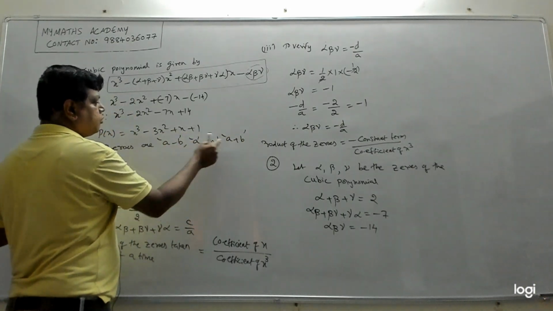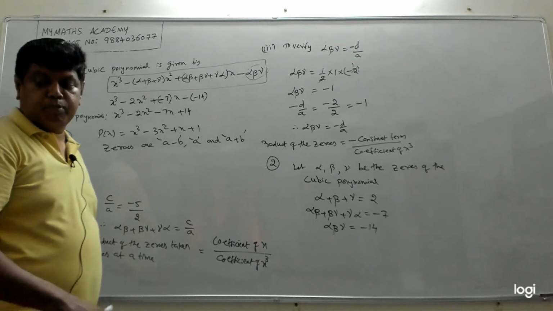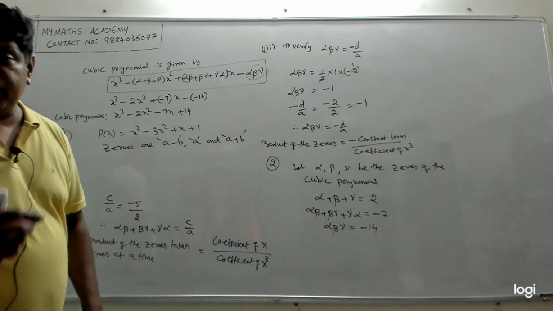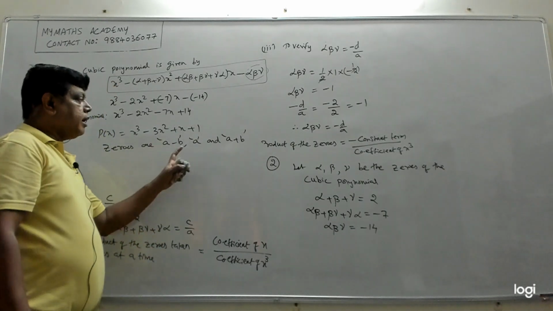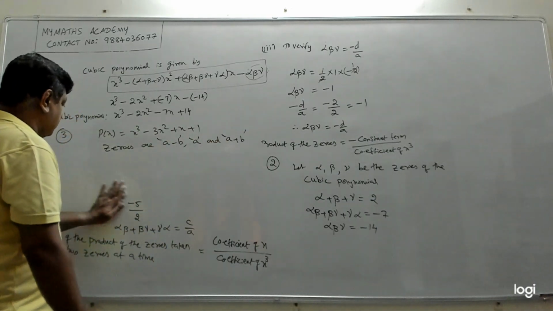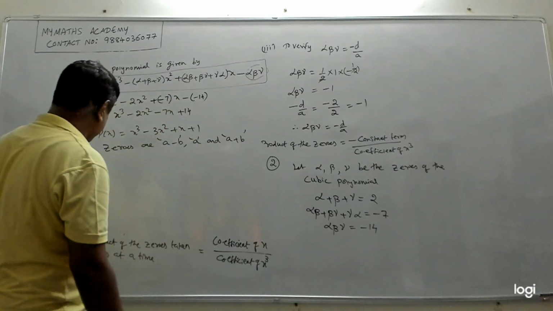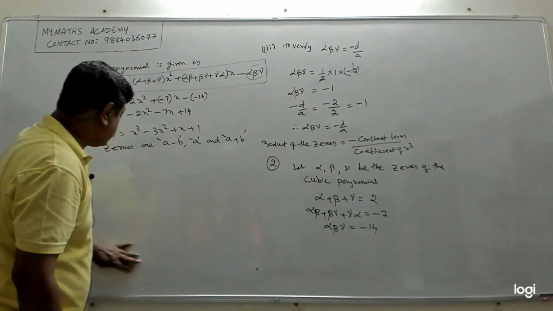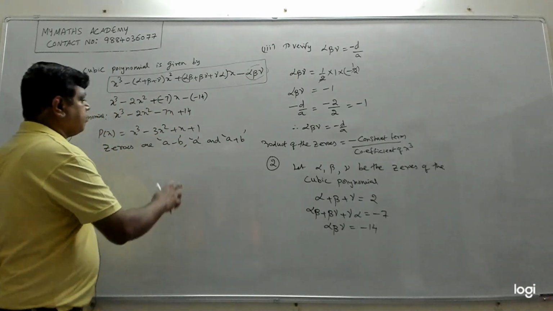So 1, 2, 3 zeros are given: a minus b, a, a plus b. We have to find the value of a and b. What is the value of a? What is the value of b? Right? So now what we can do is we need to use the relationship to find these.